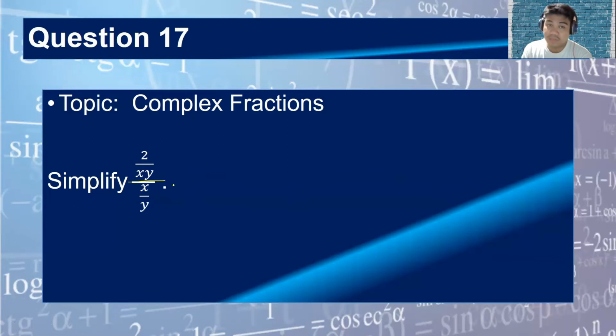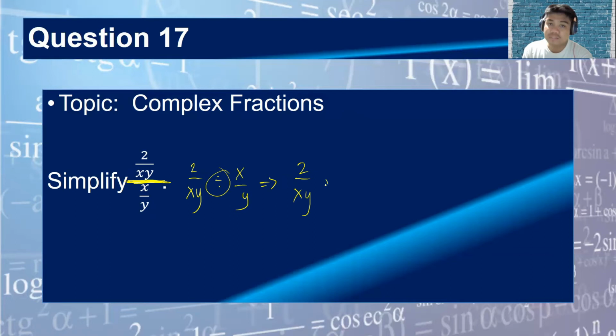a division operation. So we have 2 over xy divided by, so this vinculum that is divided by x over y. And we know naman that if we are going to divide numbers in fractions, ang ginagawa natin is we are going to change this division symbol into multiplication para makapag-multiply tayo ng numerator to numerator and denominator to denominator. So, we have 2 over xy.